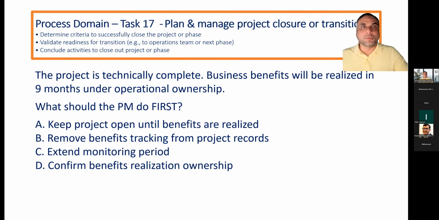Next, the project is technically completed. Business benefits will be realized in 9 months under operational ownership. What should the PM do first? Keep project open until benefits are realized. Remove benefits tracking from project records. Extend monitoring period. Confirm benefit realization ownership. Benefits realization is the task of who? Who is responsible for this? Who is responsible for benefits realization? Please answer appropriately. Don't throw the words.